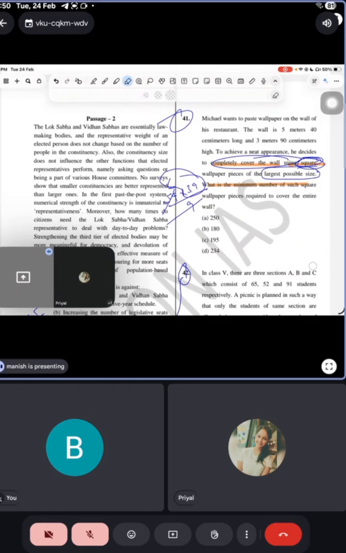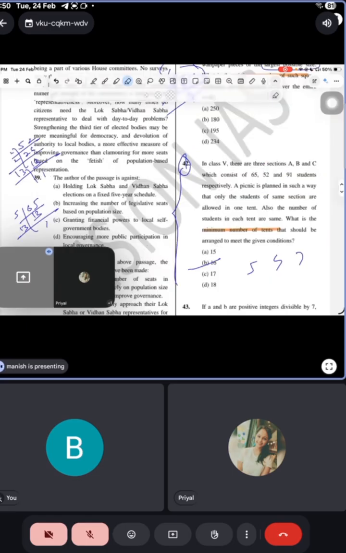Guys, our target should be to understand the question first. If you don't understand the question, you cannot bring the answer. Let me tell you.